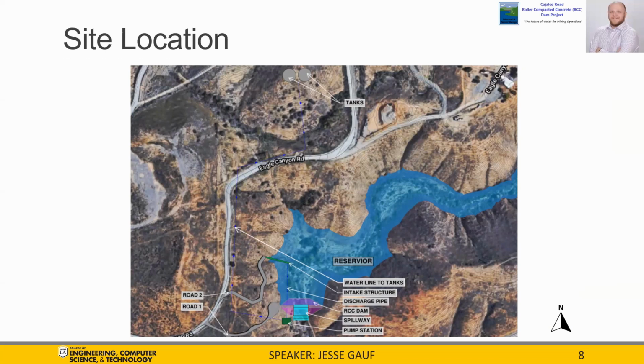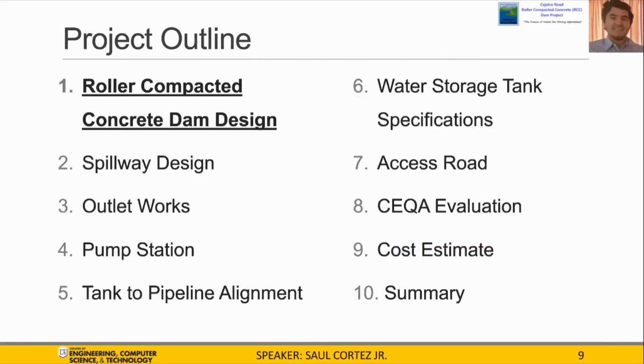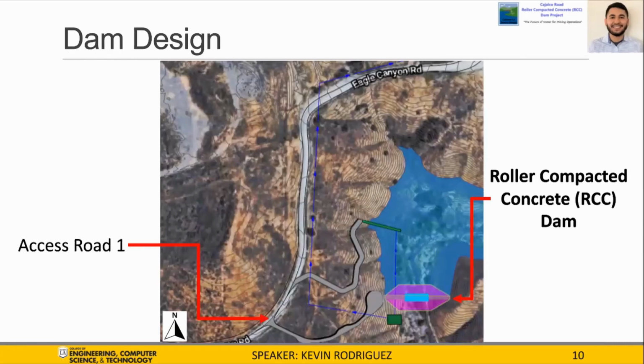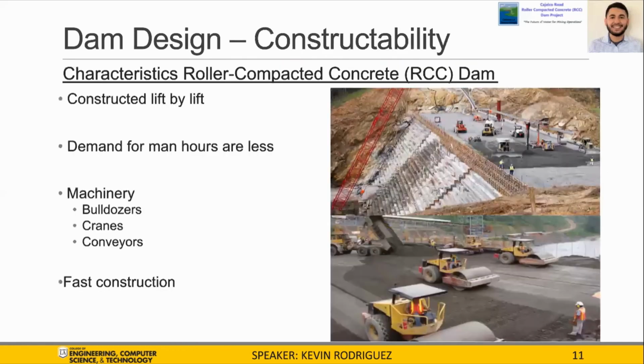Before each of the project objectives, a project outline with the highlighted section will be shown. First, we will start with dam design. Now we will present our proposal for the dam. Project Team 1 was tasked to design an RCC dam. As shown in the slide, the dam is located south of Eagle Canyon Road, which meets the client's requirements. In addition, our design includes a permanent access road to the dam connecting the Eagle Canyon Road, which will further be explained by my colleagues.